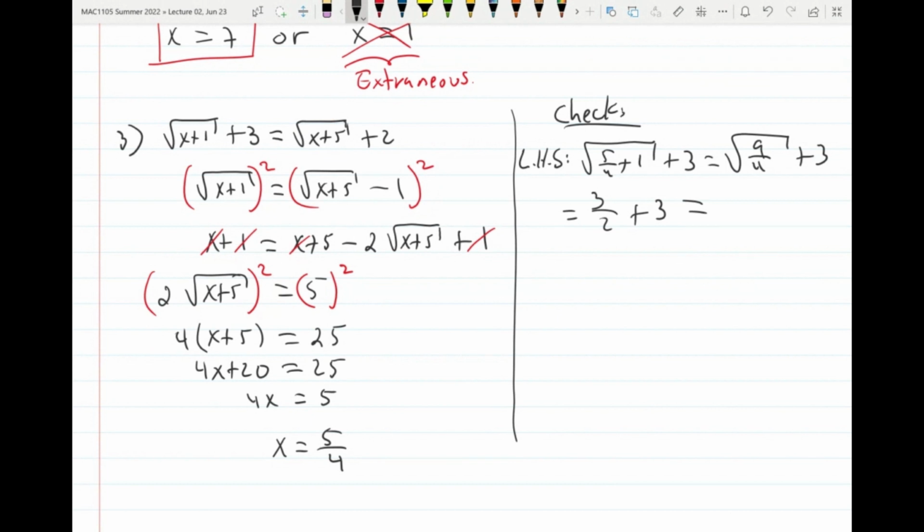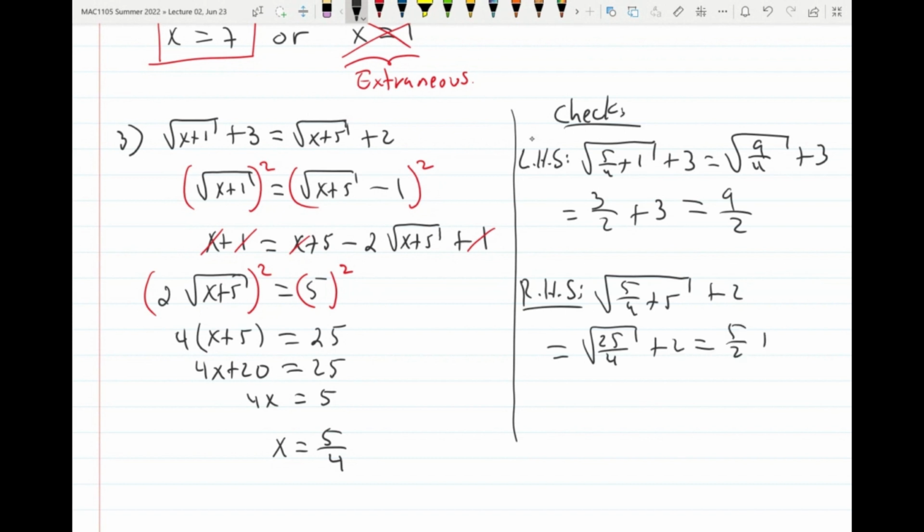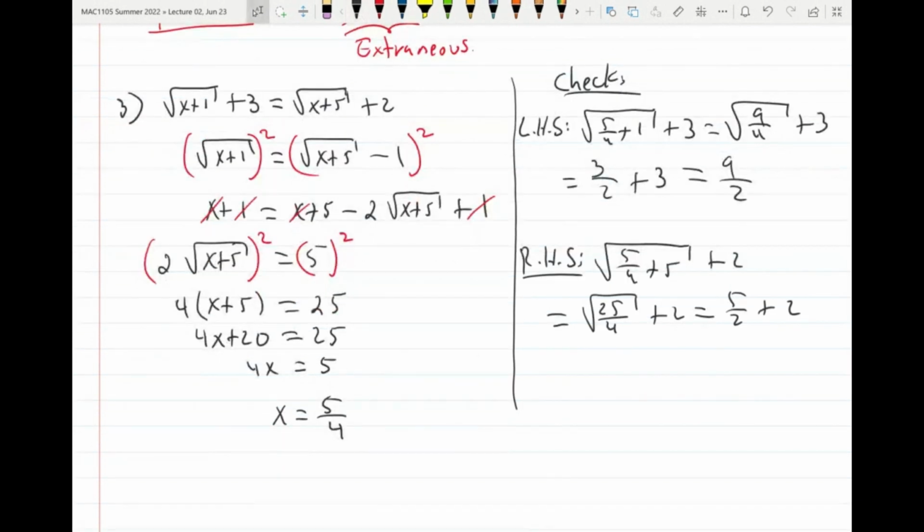And what's 3/2 plus 3? That will be 6/2, so that's 9/2, right? So that's what we get in the left-hand side. What's the right-hand side? Square root of 5/4 plus 5, and then plus 2. So it will be 20, so 25/4. So that's 5/2 plus 2. Multiplied one more by 2, so that's 4/2, so we get 9/2. So now we can claim this as a solution.